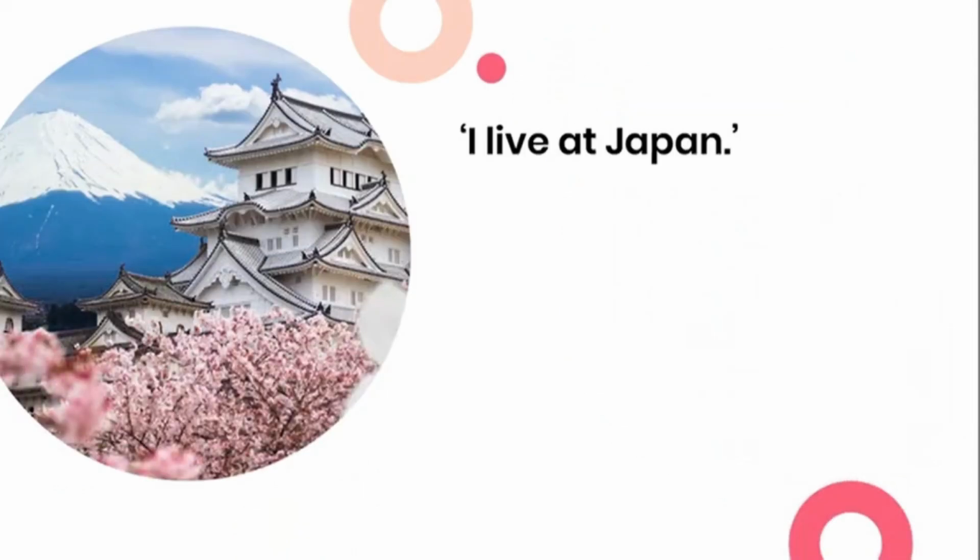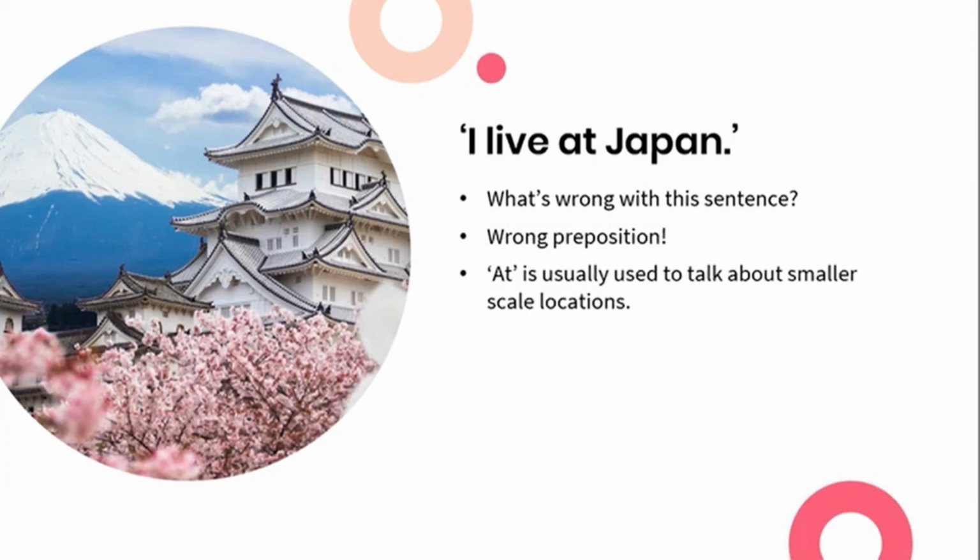Do you know what's wrong with this sentence? I live at Japan. It's the wrong preposition. Like I mentioned before, the preposition at is usually used to talk about smaller scale locations such as restaurants, places of work, parks, etc. So since Japan is a country which is at a much larger scale, we can't use the preposition at.